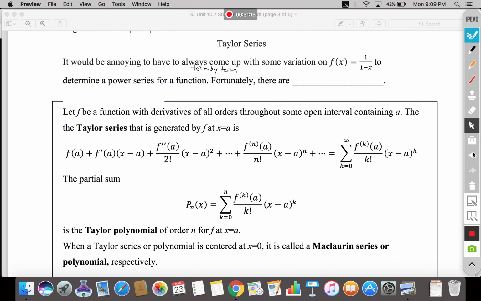So let's talk about this idea of Taylor series now, because it would be really annoying to have to come up with some variation of 1 over 1 minus x to determine a power series for any function we want. Fortunately, this is where our Taylor series come to the rescue. It is named after a mathematician with the last name Taylor, but like many things in math, not actually the guy who invented or discovered it first.